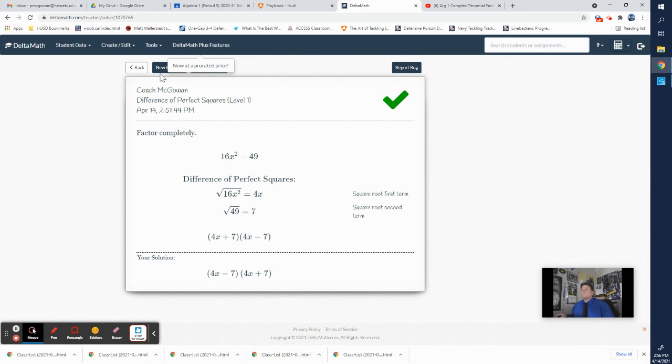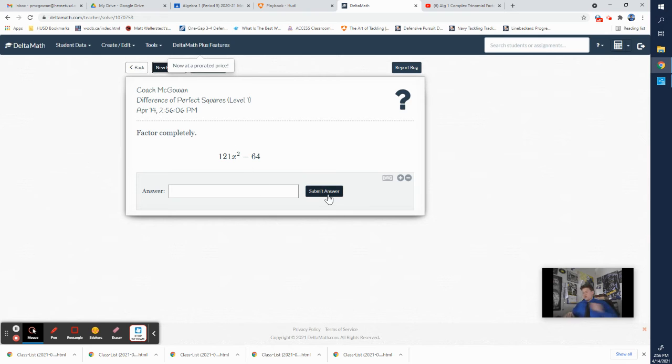So let's try again. I have 121x squared minus 64. Can I take the square root of 121? What times what makes 121? The answer is yes, you can. 11 times 11 makes 121. Don't forget your x with it. Now we're looking at 64. What times what makes 64? 8 times 8 makes 64.